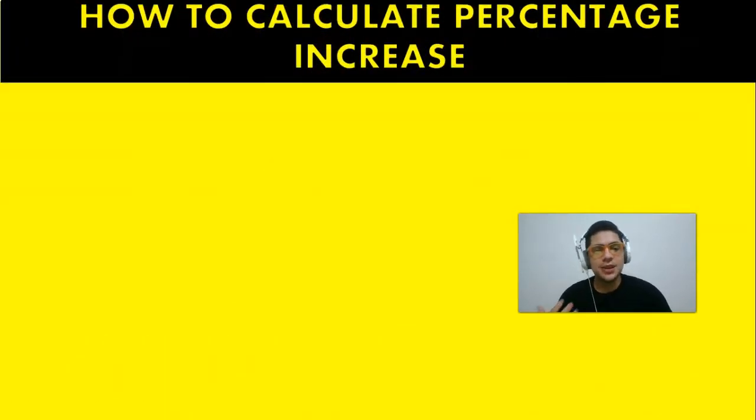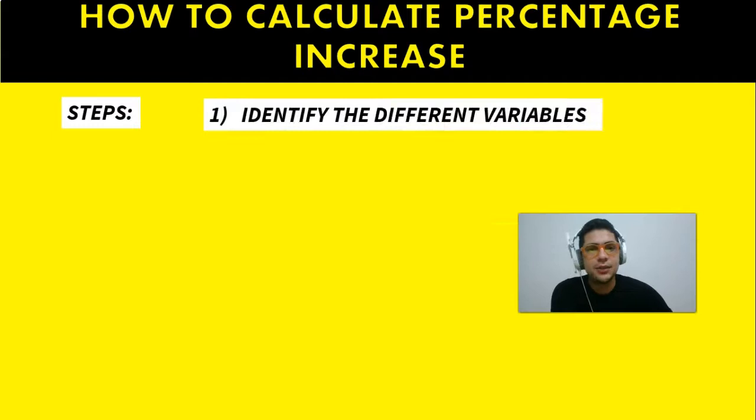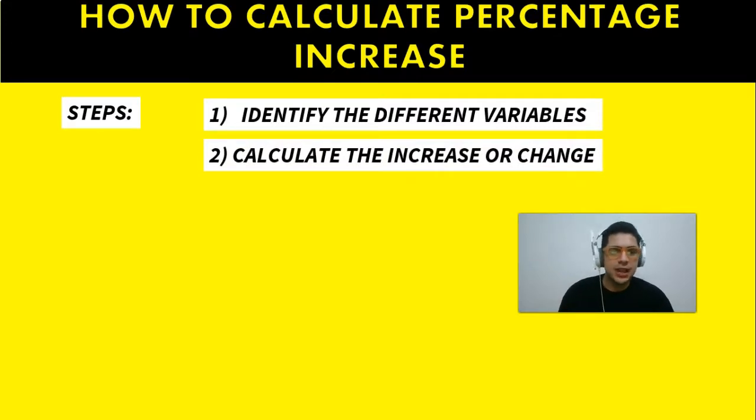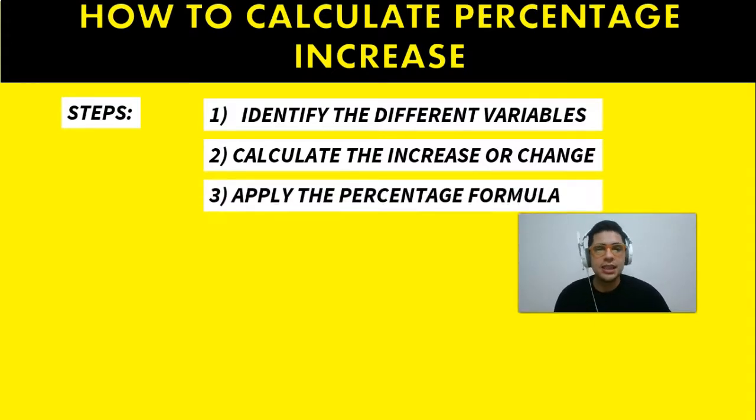So guys, the first thing we have to learn when calculating the percentage increase is that first we're going to understand or identify the different variables of the problem. After that, we're going to calculate if there is an increase or a change from an original amount, and then we're going to apply the percentage formula, right?